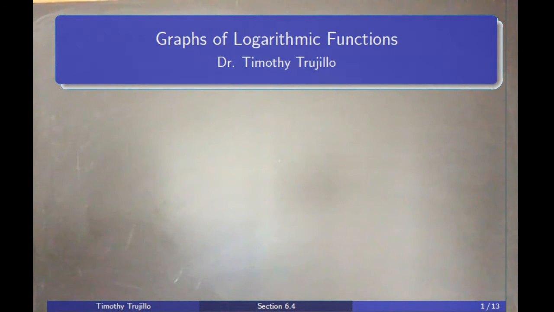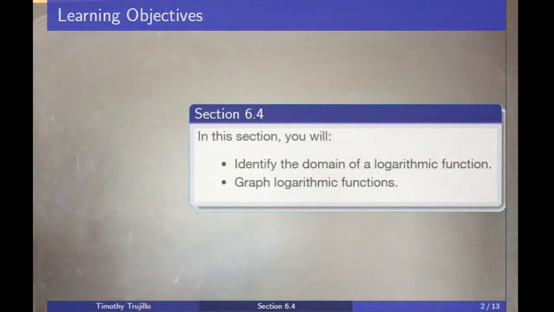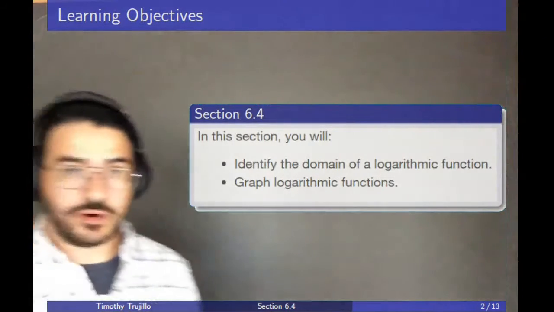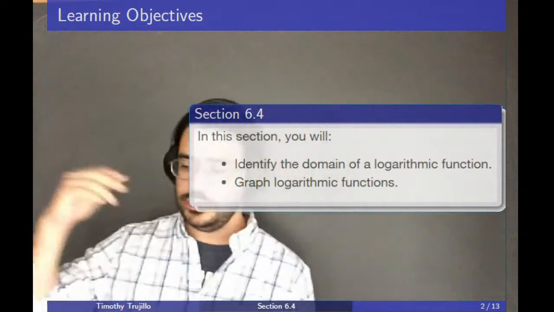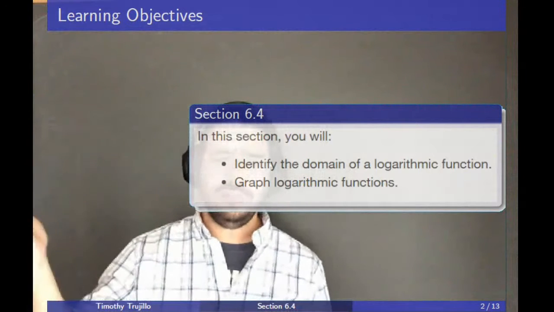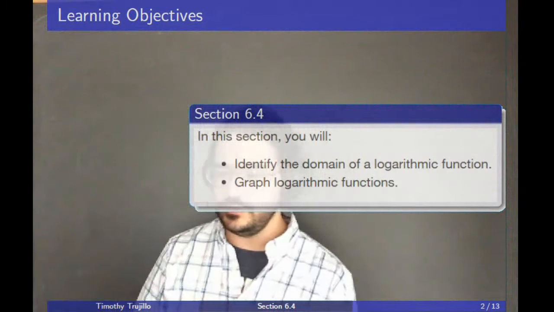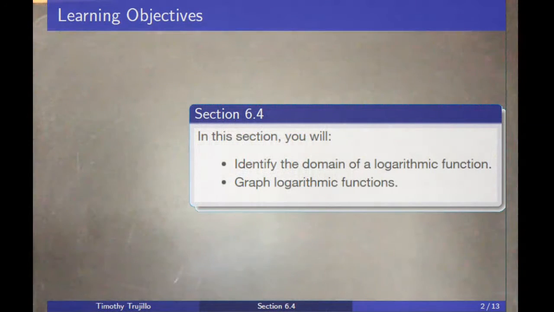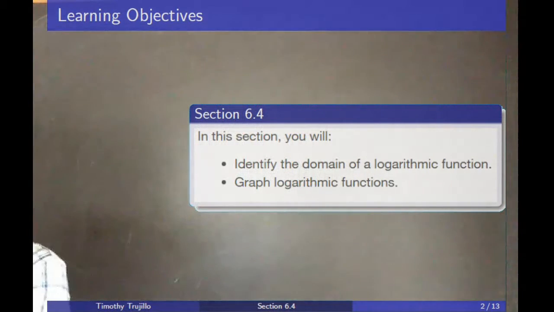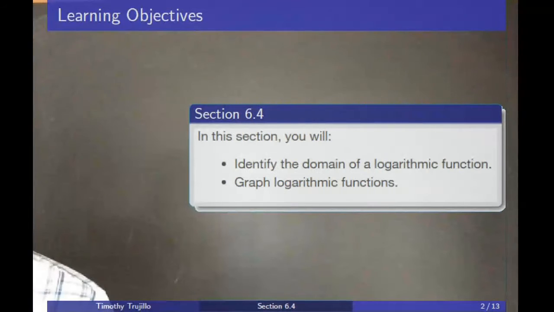But I guess the learning objectives I should mention are, identify the domain, and part of that is the vertical asymptote of a logarithmic function, and the range, and then just graph them, right? So there are two key points typically that we'll look at when we're graphing these logarithmic functions. And let me go ahead and write those out just really quickly so that you can keep them in mind, because I think they're probably the most important part of that second objective.